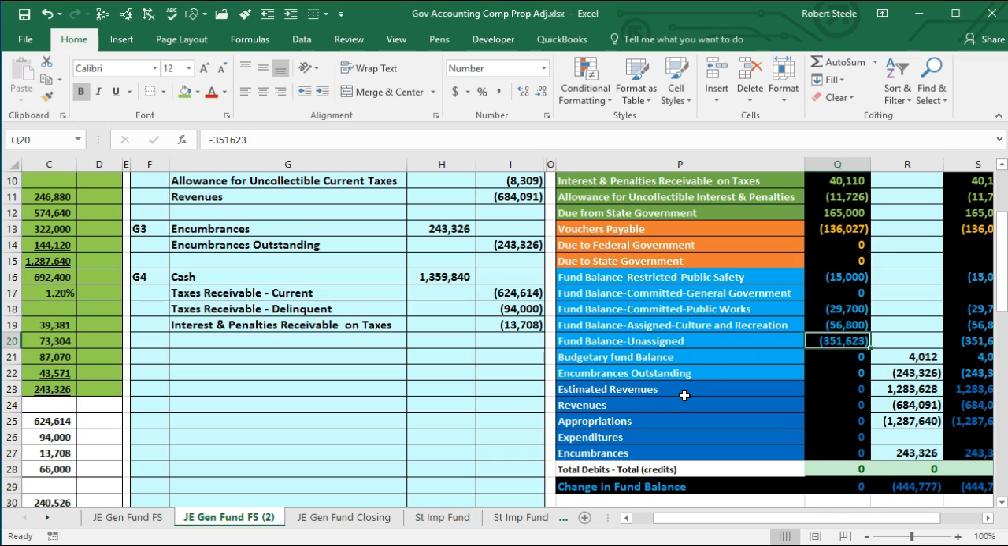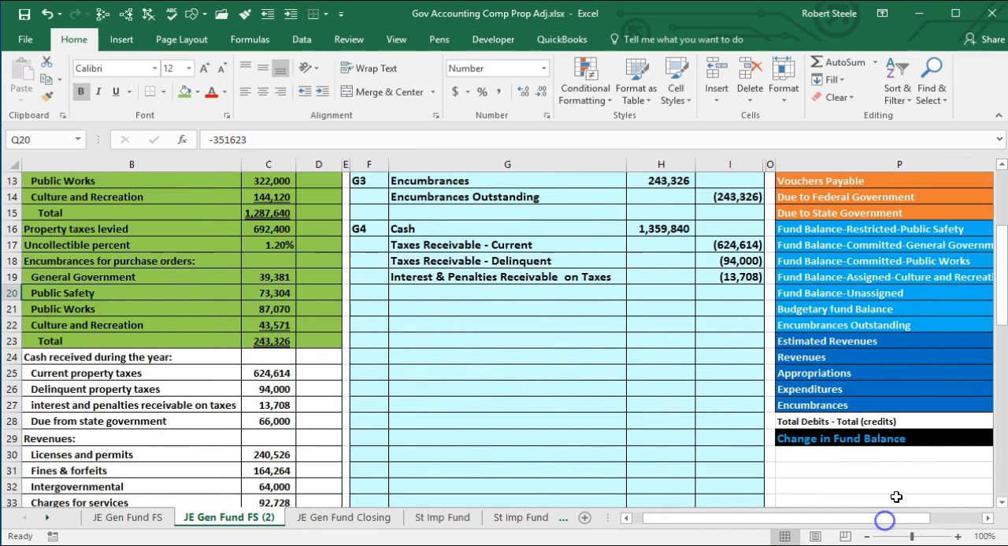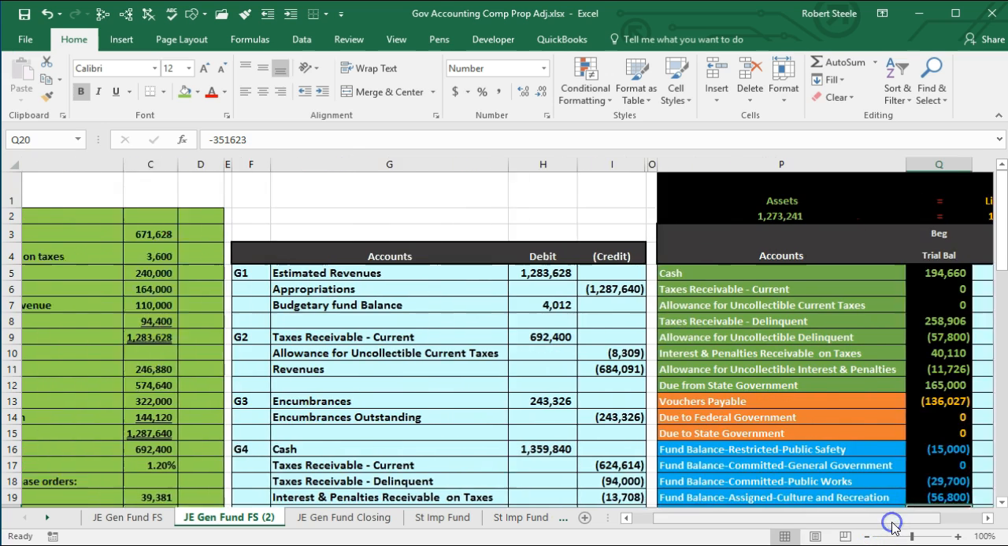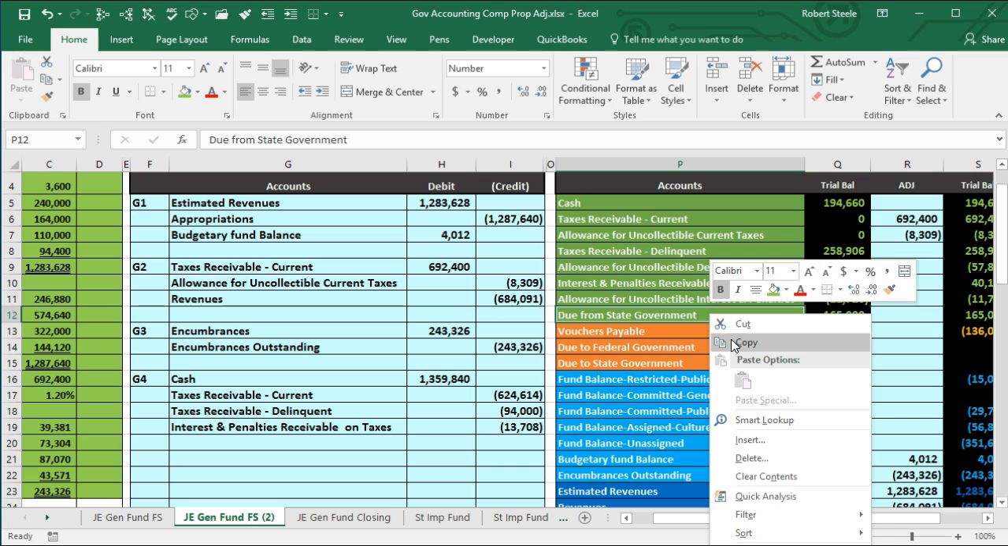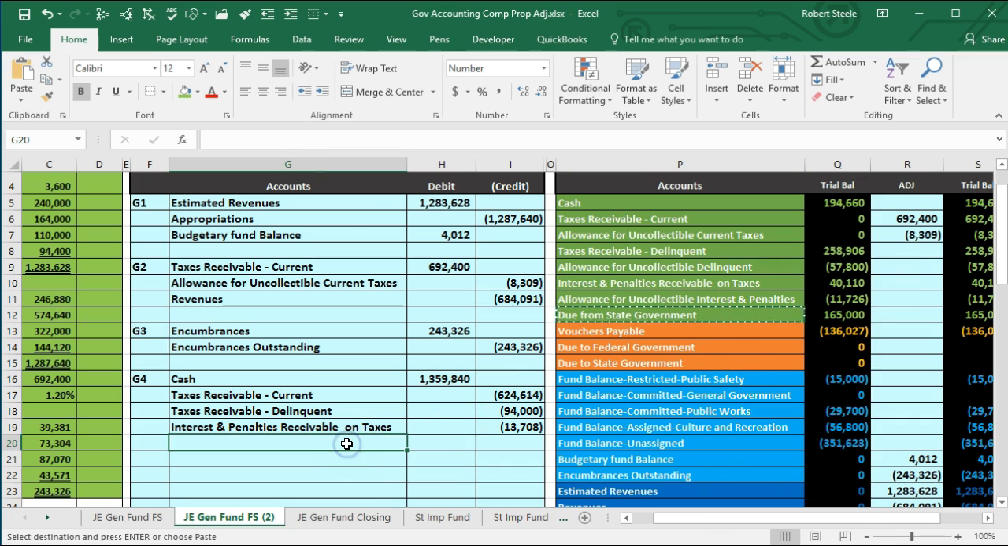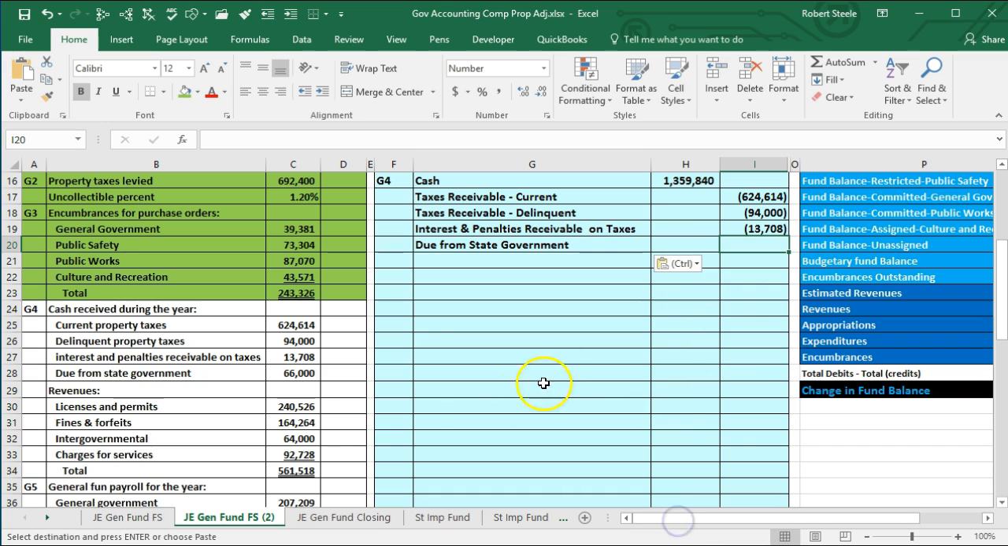Then we have due from state government here, the 66. And that's going to be directly to the due from state government. So the state government owes us. Again, an asset. We need to make it go down. We're going to do the opposite thing to it, which in this case is a credit. So I'm going to copy that, paste it in G20, right click, paste 1, 2, 3. Credit will be for this, there it is, it's the 66,000, so credit 66,000.